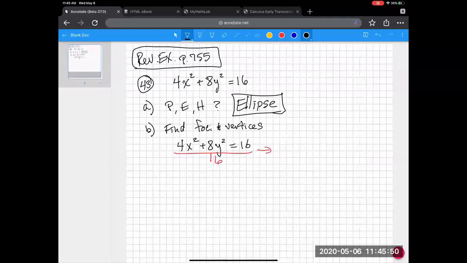If I do that, I'm going to get x squared over 4 plus y squared over 2 equals 1. So now we can see it more properly in the format of an equation for an ellipse. And we know that the 4 is the a squared and the 2 is the b squared. We can see this is centered at the origin. It's probably going to make us graph it anyway. I didn't look at the rest of the problem.